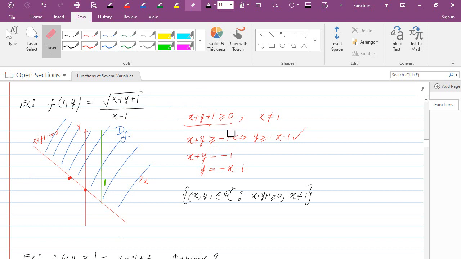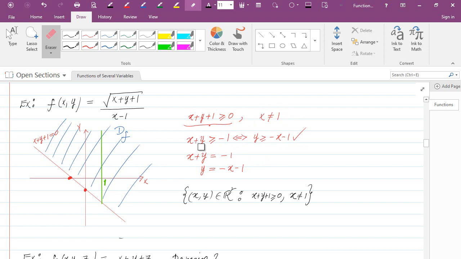So first of all, let's figure out which points in the plane satisfy this inequality. Well, this inequality is the same as x plus y is greater than or equal to negative 1, or it is the same as y is greater than or equal to negative x, negative 1. So this inequality here is the same as this inequality here. We're going to get to this x not equal to 1 in a bit. So we're trying to solve this inequality here.